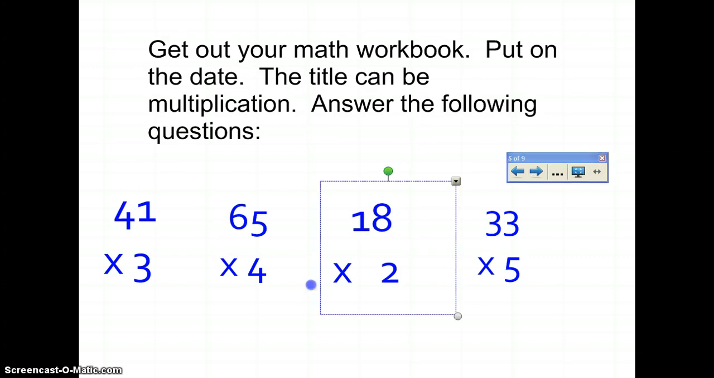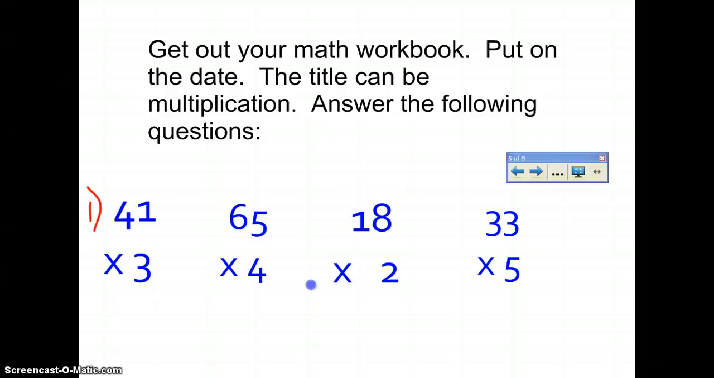So, get out your math workbooks. Put on the date. The title can be multiplication, and you're going to answer the following questions in your math workbooks. That being said, you're going to want to pause right now and write down these questions in your math workbook. You can leave the screen up, but make sure you're writing it down. You want to make sure that your questions are set up neatly and organized, so I have no issues figuring out which questions you're answering.